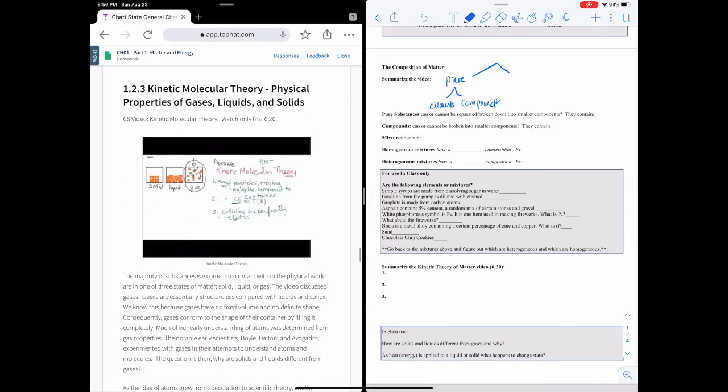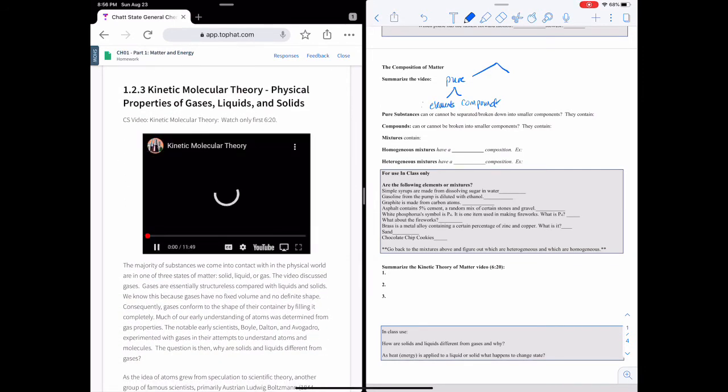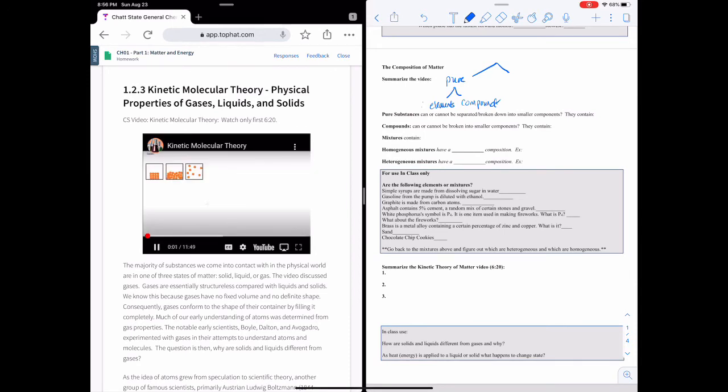Next up, we have a connector theory. We're going to begin this discussion talking about gases. Just to remind you, it says only watch the first 6 minutes and 20 seconds. Some of these videos will say things like that.